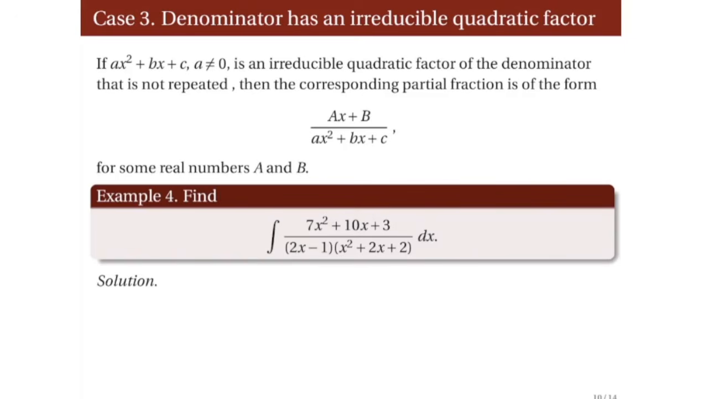We continue with case number 3, wherein the denominator has an irreducible quadratic factor. So meaning, hindi na natin siya maka-factor out any further to linear factors with real coefficients. So, if ax squared plus bx plus c, where a is not 0, is an irreducible quadratic factor of the denominator that is not repeated, so meaning wala nang iba pang factor in denominator given by ax squared plus bx plus c, then yung corresponding partial fraction niya is of the form given here by the following.